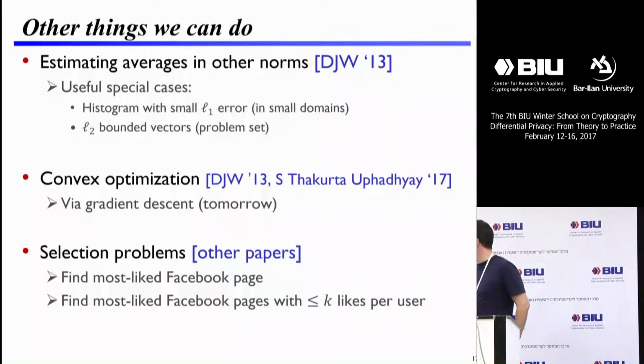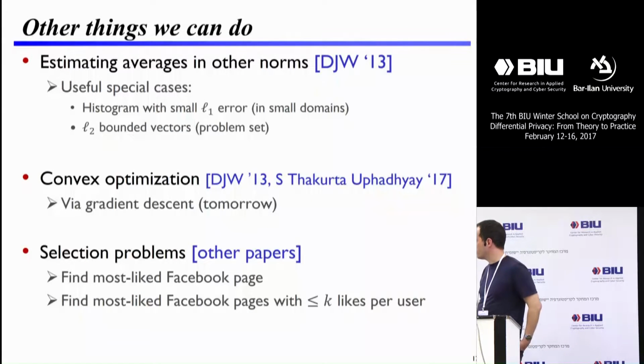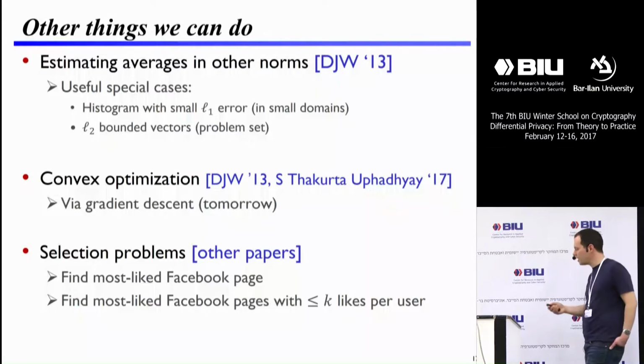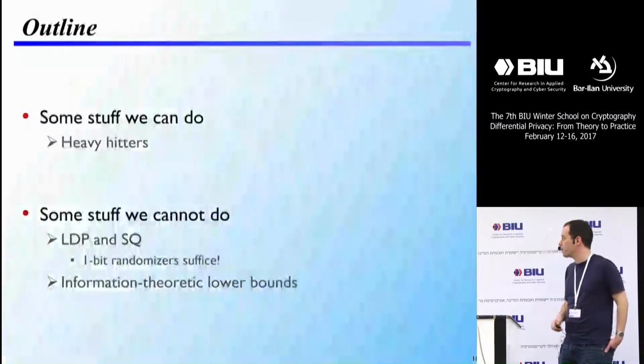And then, I didn't have time to pull together all the citations, but there are some nice, relatively recent papers on what I'll call selection problems. This is like finding the most liked Facebook page that Katrina talked about, or, what is slightly more practical in the local model, finding the most liked Facebook page under the restriction that each user only gets to like a bounded number of pages. With that additional restriction, you can actually do useful things in the local model.